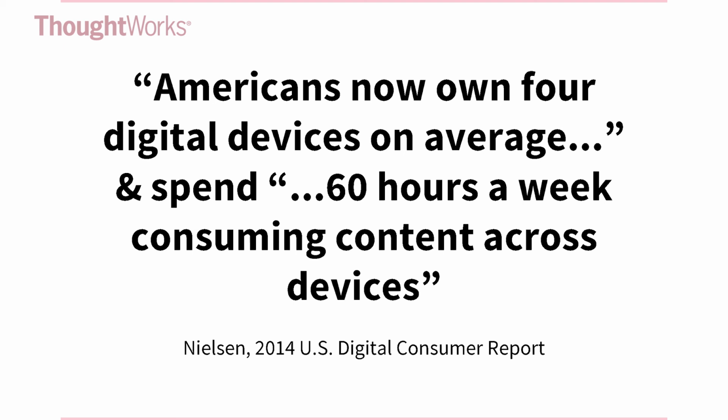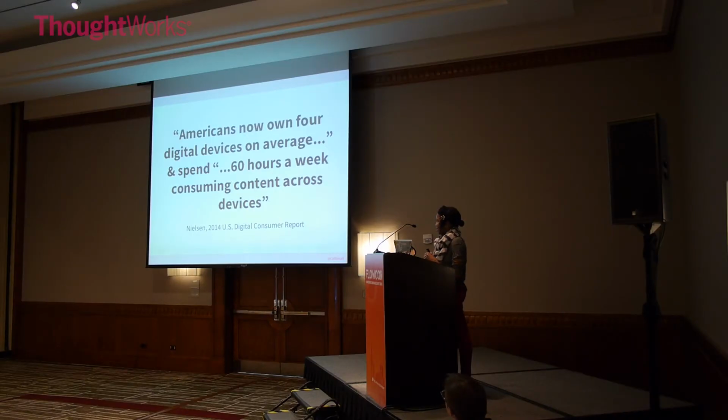Americans on average now own 4 devices and spend 60 hours per week consuming content across these different devices. And what that means is that we have a lot more work to do across all these different devices to make sure that everyone has a really consistent experience. And one way to really do that is to make sure that everyone is on the same page at all times. But how do you do that?